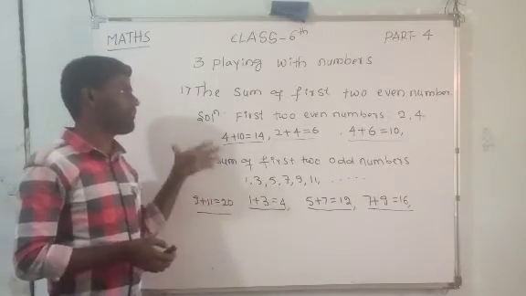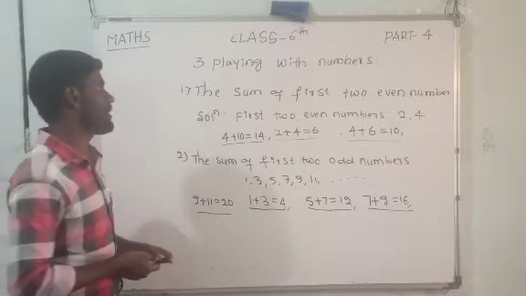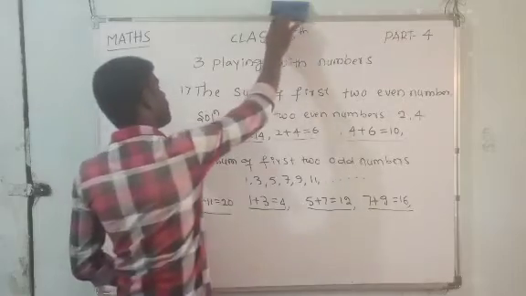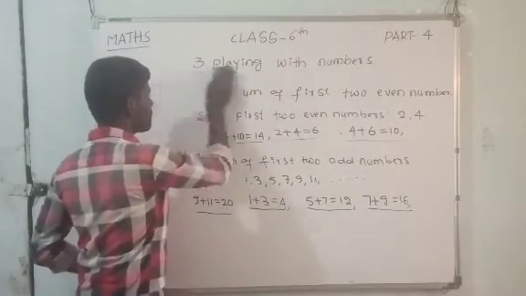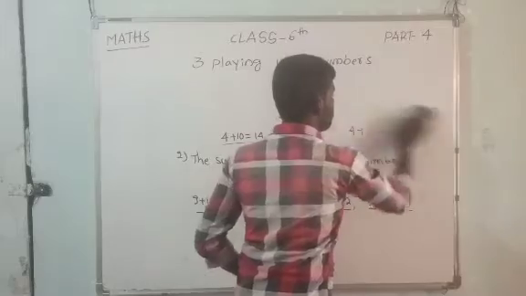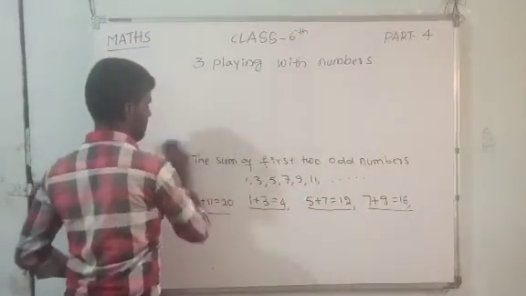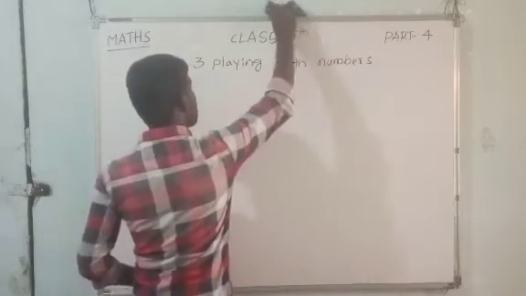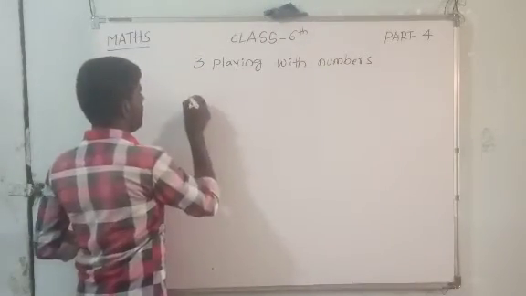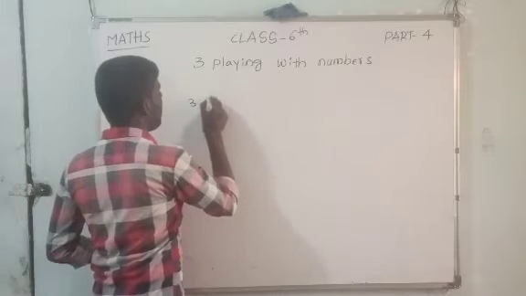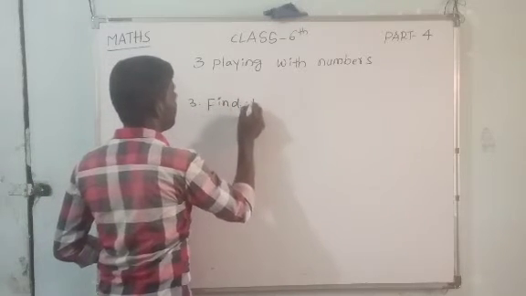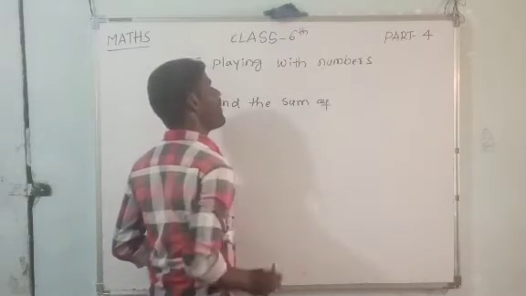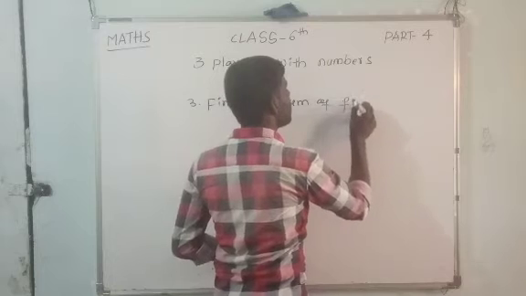Yes, with this, a few more examples we have to solve. I think you understood the first and second examples. Let me go to the next, example 3. Example 3, dear children: find the sum of first two prime numbers.